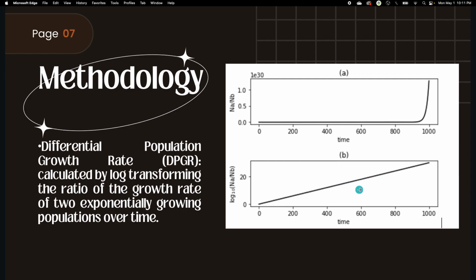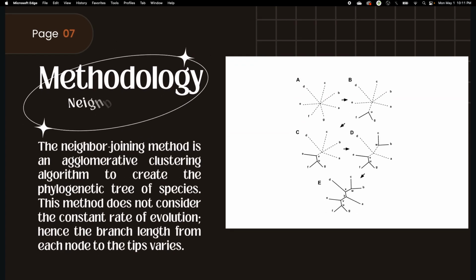So then we did it for all the sublineages of Omicron to get the pairwise fitness values and use this to construct the phylogenetic tree of the Omicron sublineages. To generate the phylogenetic tree of Omicron sublineages, we use two methods. The first method that we used is called the neighbor joining method.